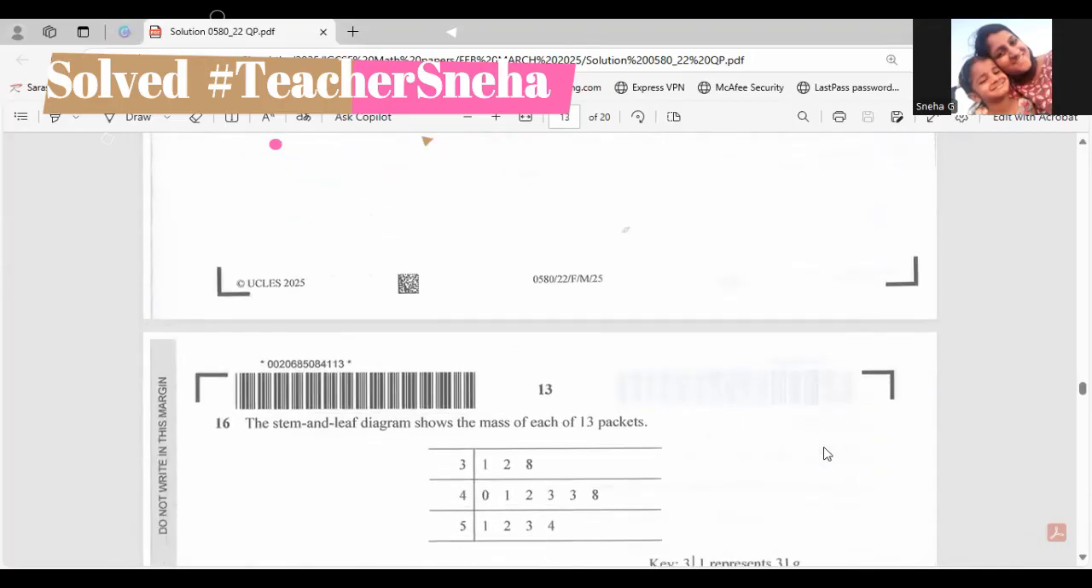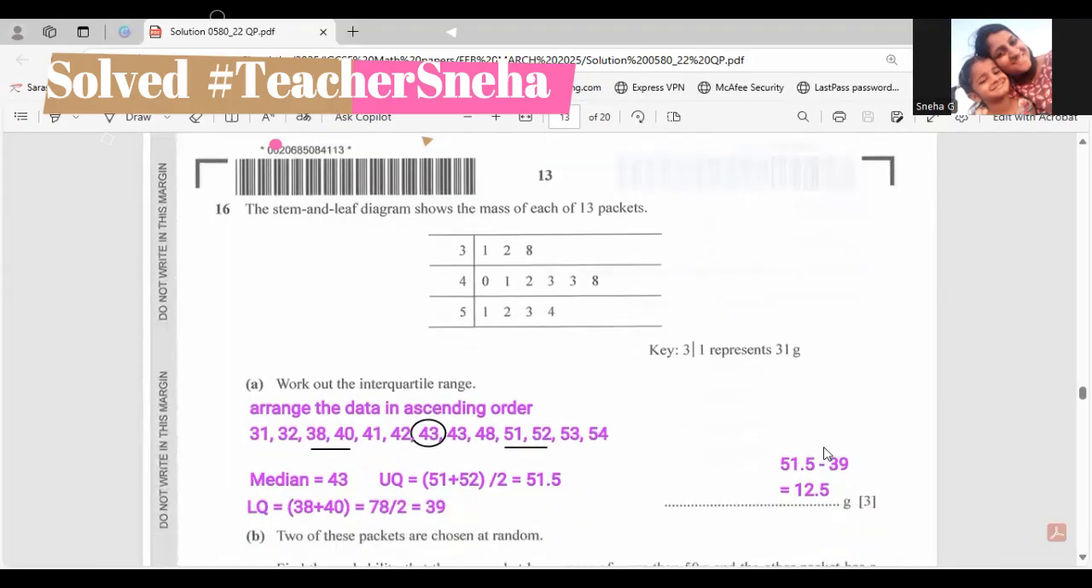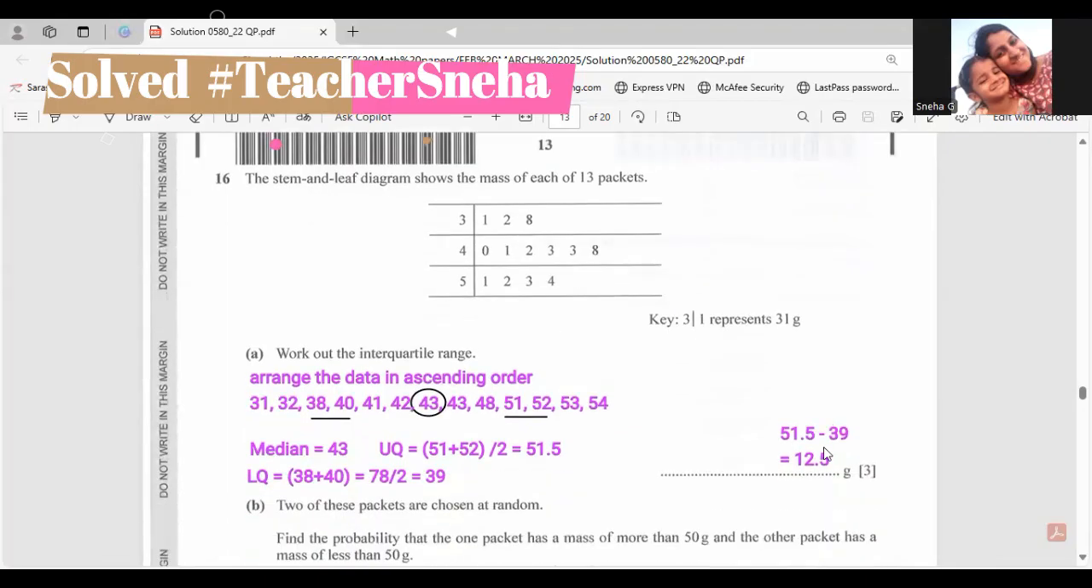Moving further to question number 16, it's a stem and leaf diagram that is given and it's the mass of 13 packets. You have to work out, the first question says you have to work out the interquartile range. To work out the interquartile range, first we need to arrange the given data in ascending order. So starting from the first number, that is 31, to the last number 54, I have already arranged the data here in ascending order.